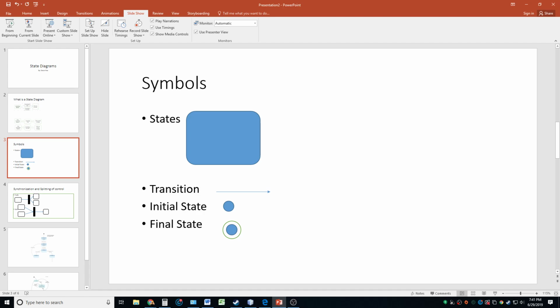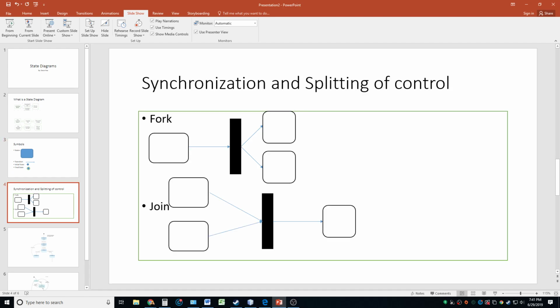An initial state is represented by a filled-in circle, and it represents the object's initial state. The final state represents the object's final state, and it is a filled-in circle with a circle around it. Then there is synchronization and splitting of control. A short, heavy bar with two transitions entering it represents a synchronization of control, and the first bar is often called a fork, where the single transition splits into multiple concurrent transitions. The second bar is called a join, where the concurrent transitions reduce back into one.